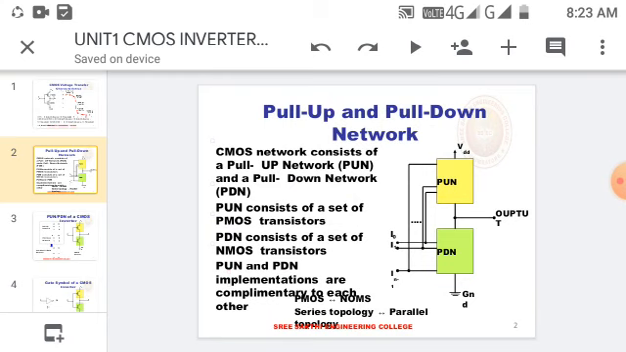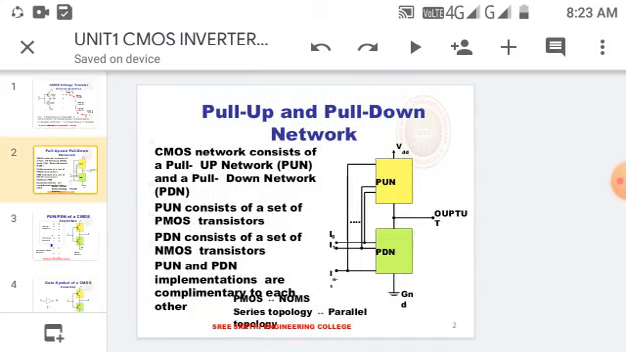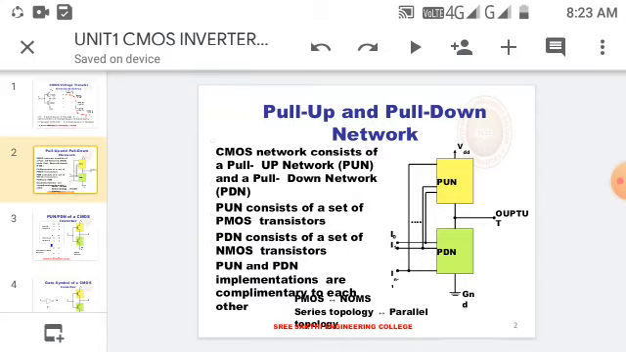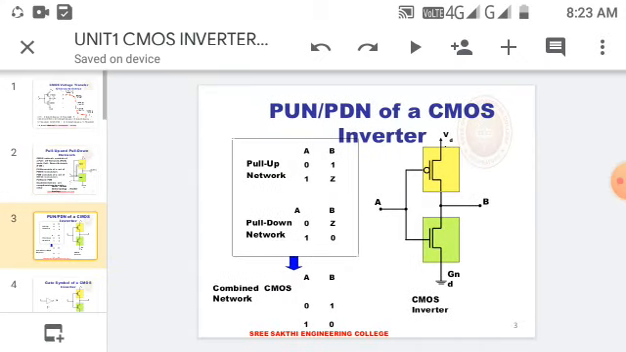So here is the consistency given. You can see in the upper terminal we have PUN and in the lower terminal we have PDN. PUN is connected to VDD and PDN is connected to ground. We are going to take the output in between PUN and PDN. So PUN is the pull up network, PDN is the pull down network. For a CMOS, how are we going to get the output for the PUN as well as PDN? First we will see PUN.